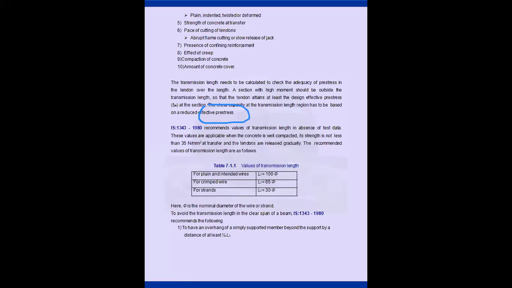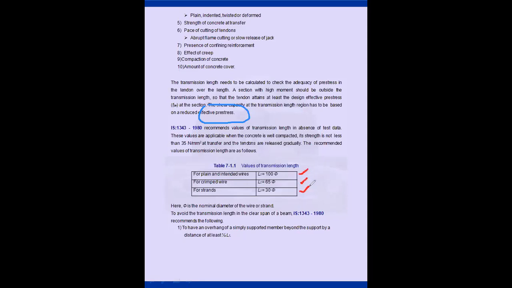For a crimped wire, that is a twisted wire, the transmission length should be 65 dia, which is less than for the plain and indented wires. For strands, it should be 30 dia. Please try to remember. This table is very, very important for competitive exams. This table is very, very important.